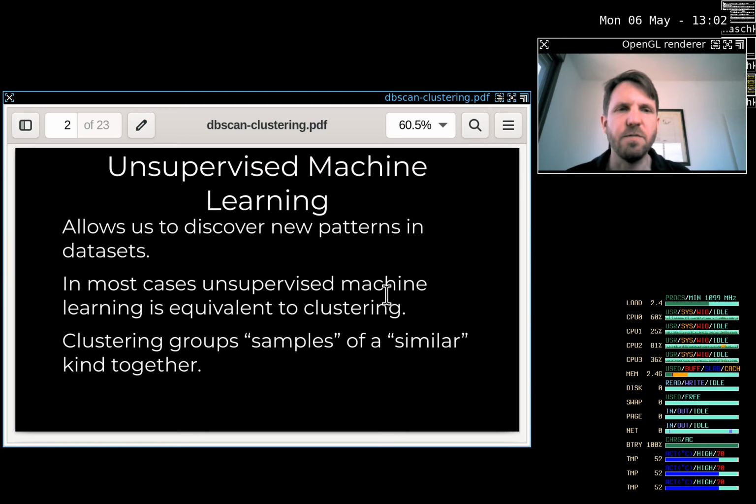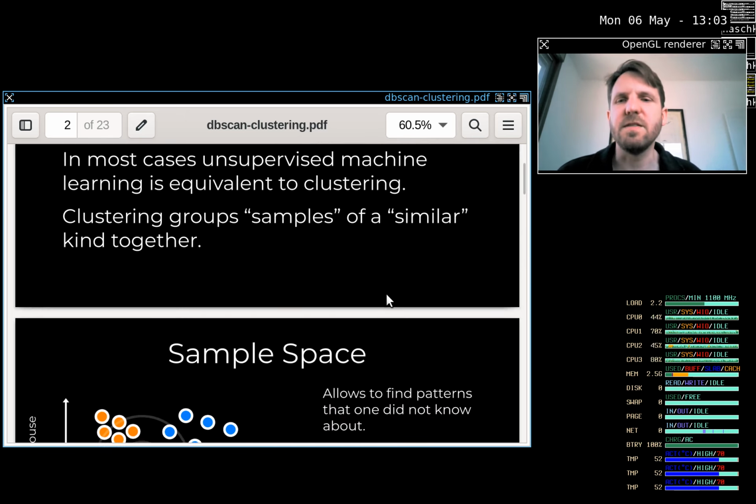Unsupervised machine learning, attributing labels to objects which don't have them. Yeah, of course the machine will not know that this is a cat or this is a dog, but it will understand that these are two different types of images. Yeah, this is the basic idea here.